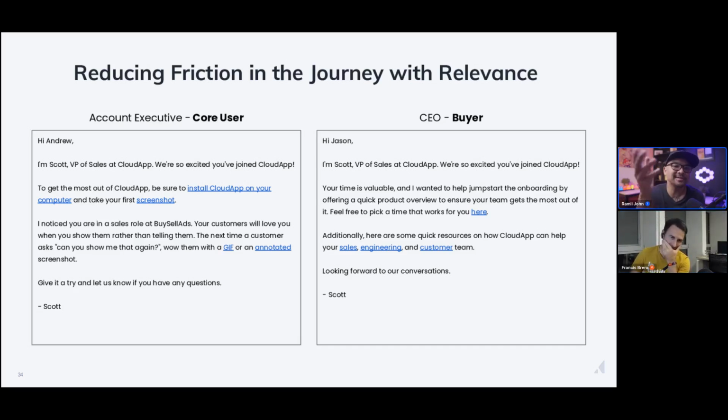Particularly, I think this is a great example where it seems like this is a salesperson reaching out. This is like a sales outreach. Is there anything you wanted to add here? How sales can be added into the whole product-led onboarding flow, Francis?